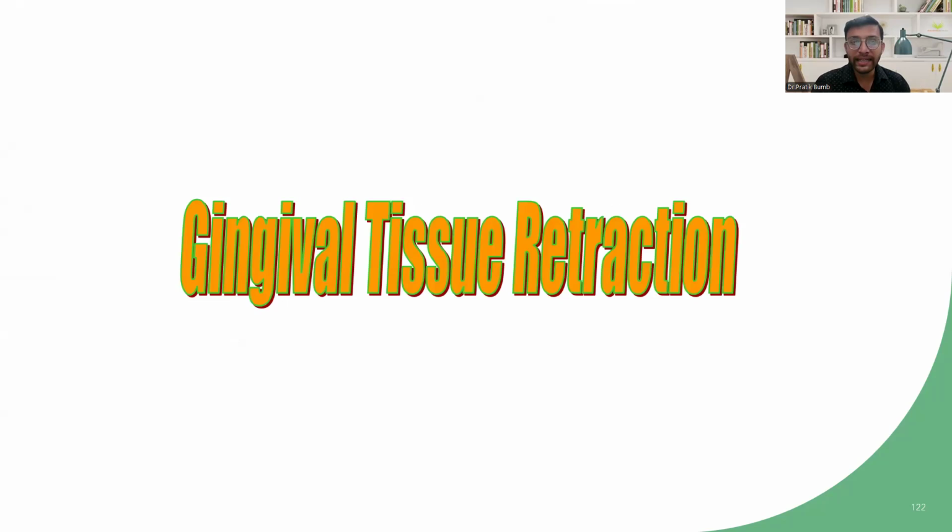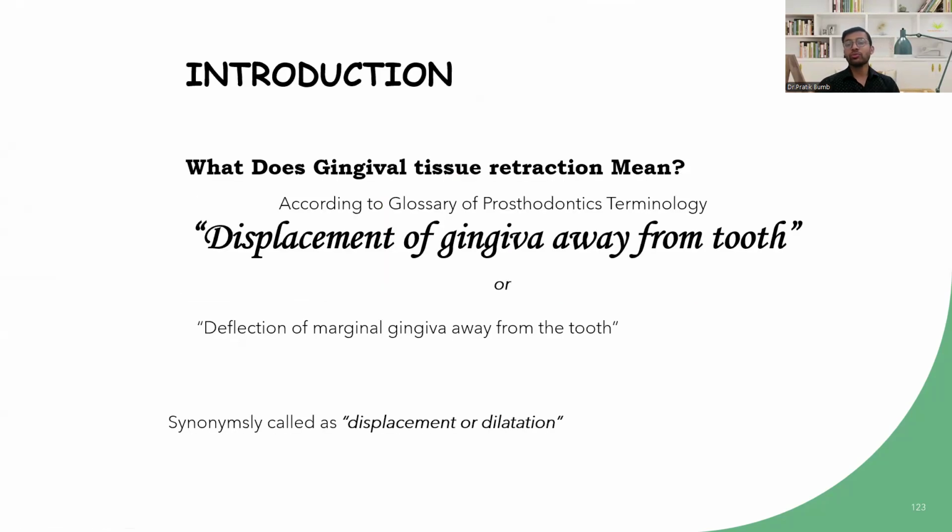So coming down to the next topic, which is gingival tissue retraction. What does gingival tissue retraction mean? It's basically the displacement of the gingiva away from the tooth. What are we looking at? We are looking at the tooth margins that we have to record in our impression. So whenever we make an impression, we want our gingiva to be displaced away from the tooth. So it is basically deflection of marginal gingiva away from the tooth, or displacement or dilatation.